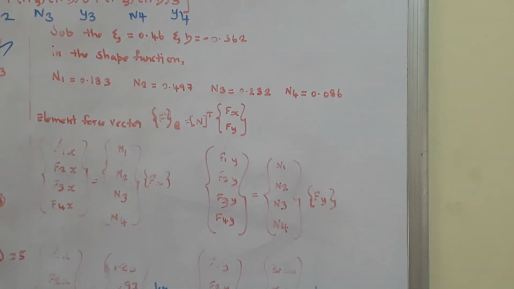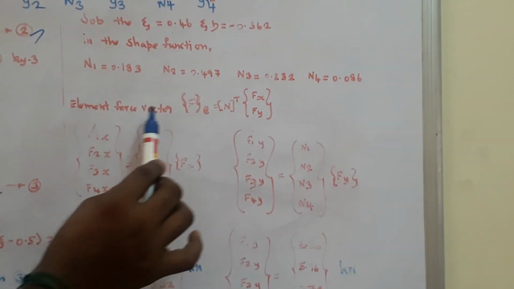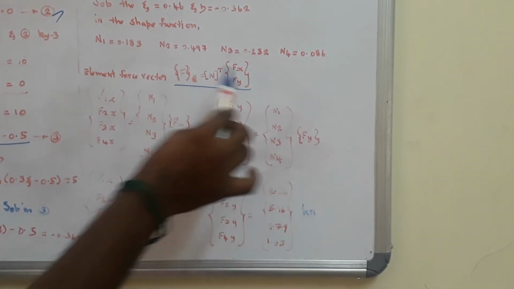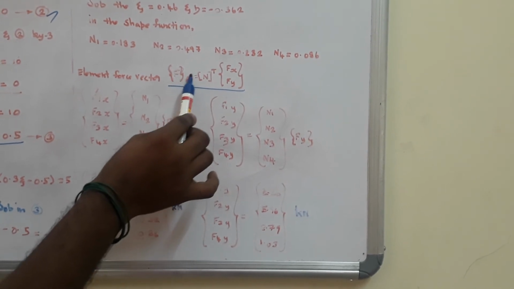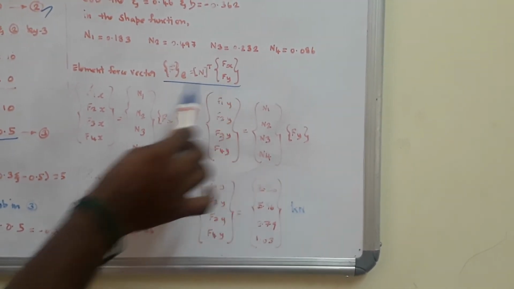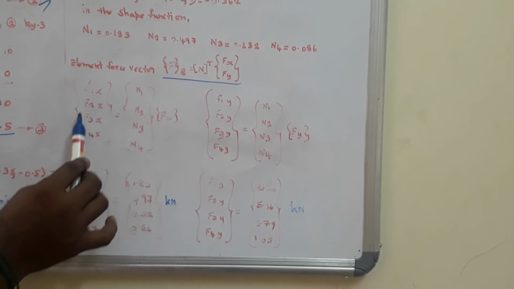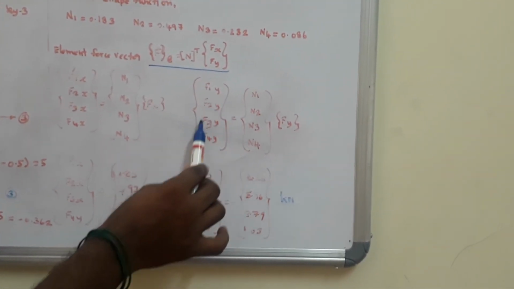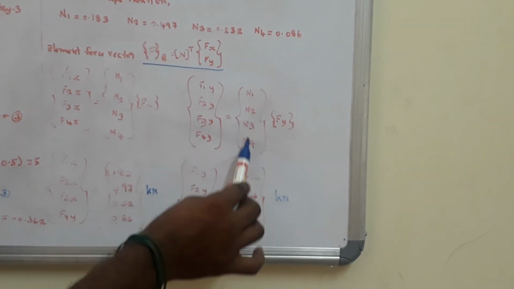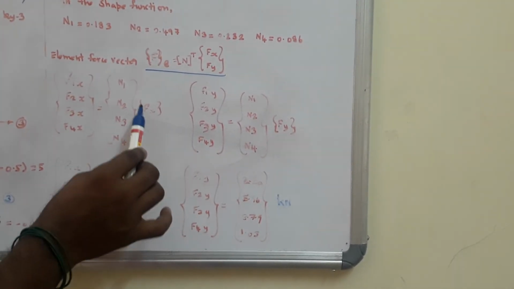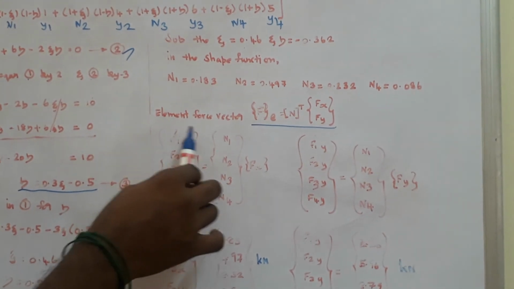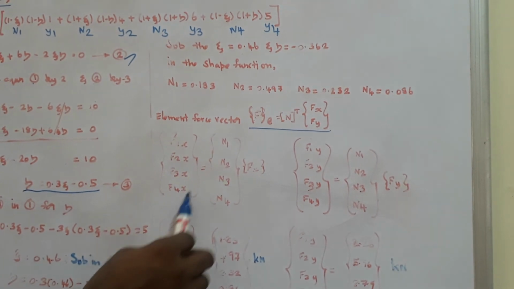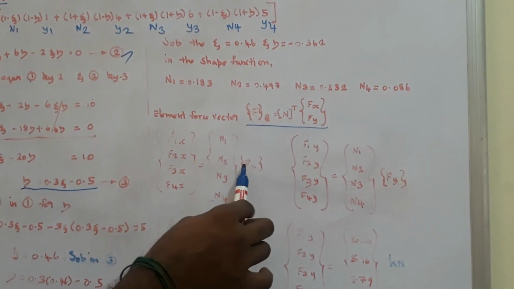Then the problem moves on to the final stage. We need to find the elemental force vector in the x and y directions. The general formula is F for the element, which is equal to N transpose times Fx, Fy. We need to elaborate that: F1x, F2x, F3x, F4x with N1, N2, N3, N4, Fx, and F1y, F2y, F3y, F4y with N1, N2, N3, N4, Fy. To find the elemental force vector in the x direction, we elaborate F1x, F2x, F3x, F4x as N1, N2, N3, N4 multiplied by Fx.